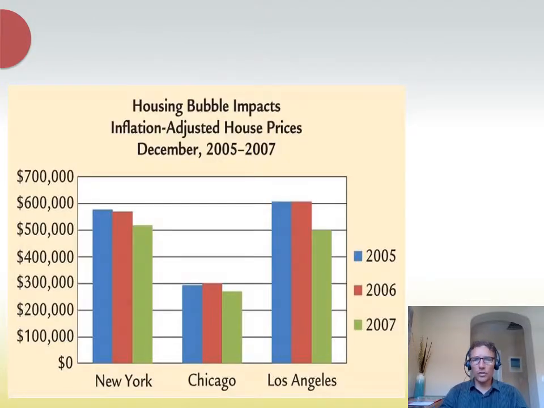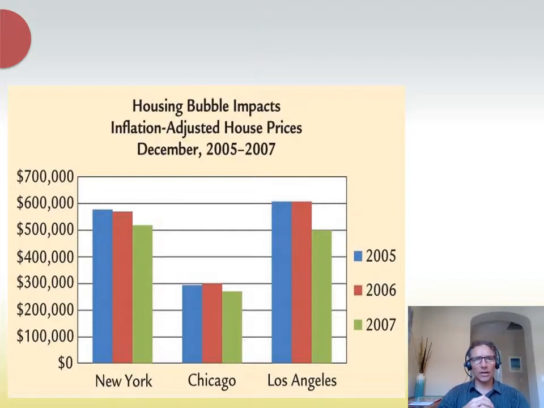A better version we see here, this bar chart has a richer title: Housing bubble impacts inflation adjusted house prices, December 2005 to 2007. You can see this is way back, but it's just an example. And we see the housing bubble in New York, and blue is 2005, and magenta is 2006, and forest green, whatever that color is, is 2007.